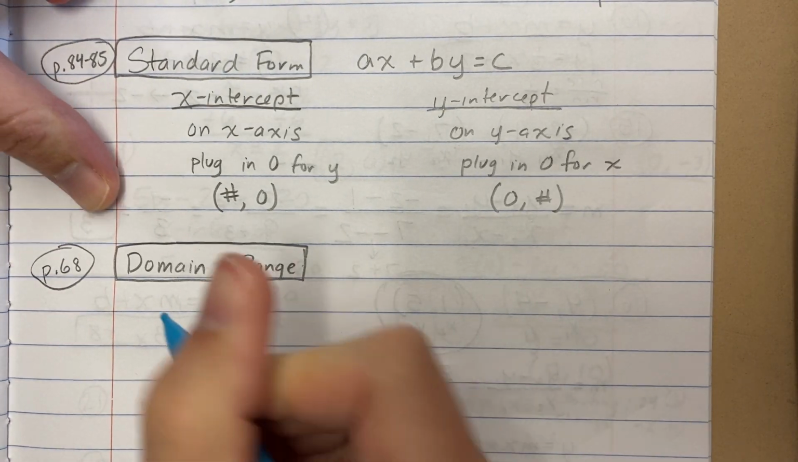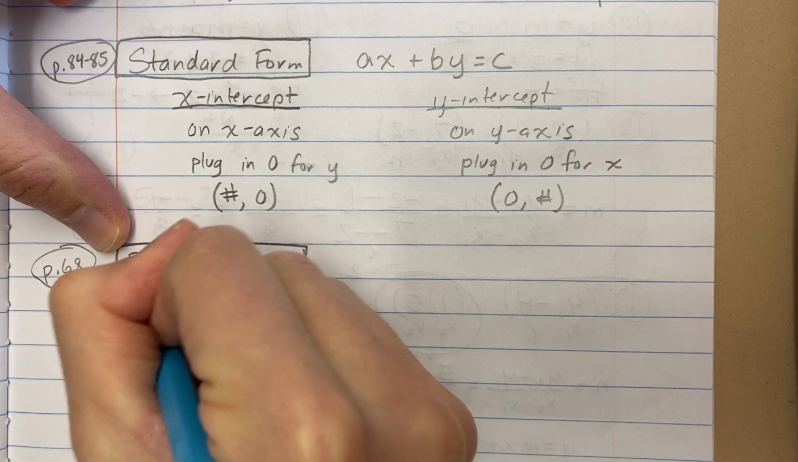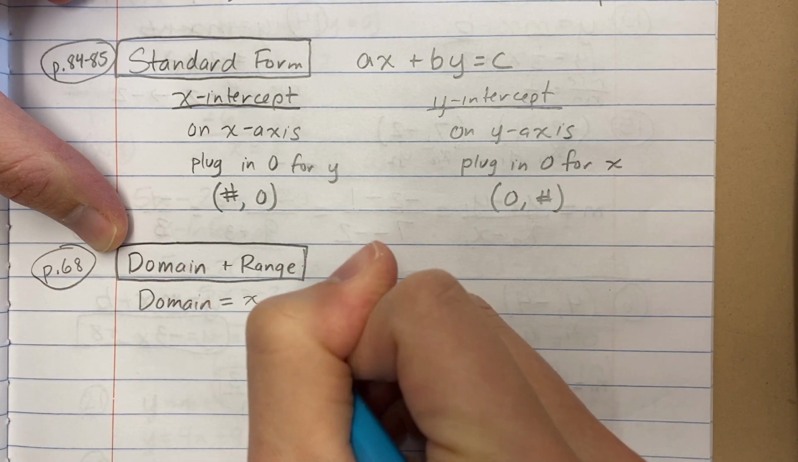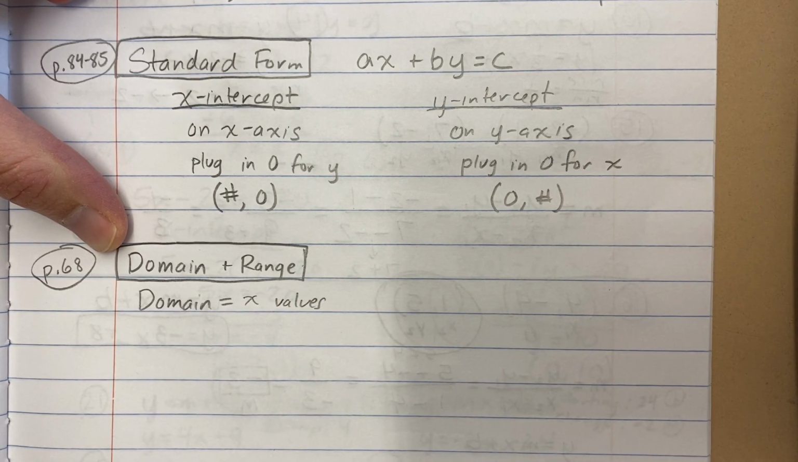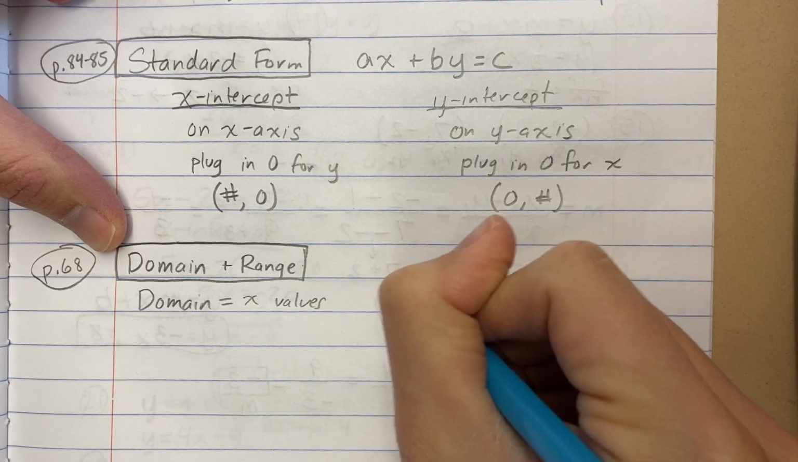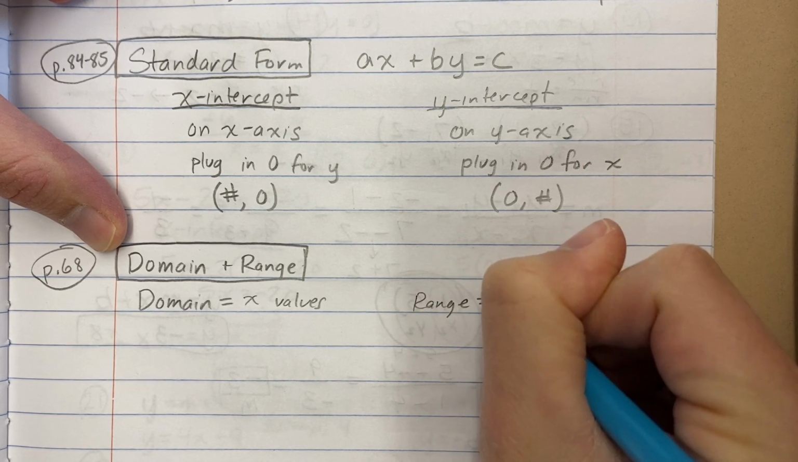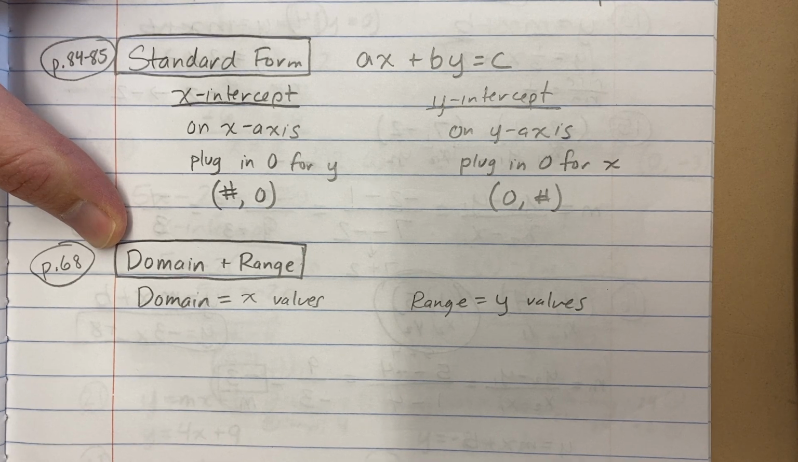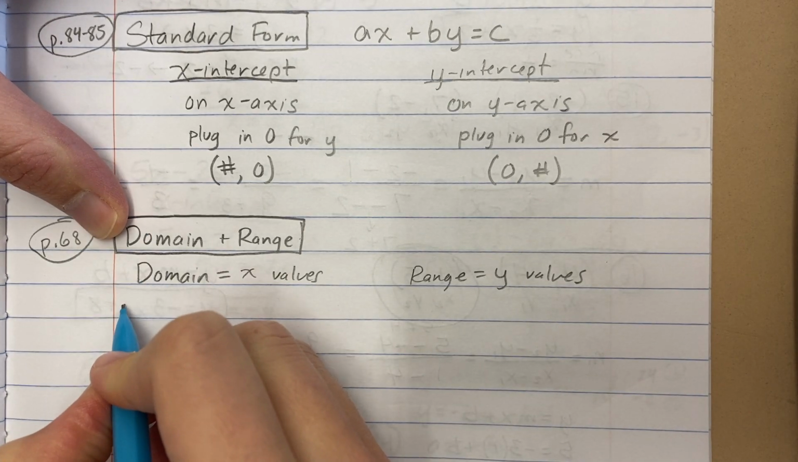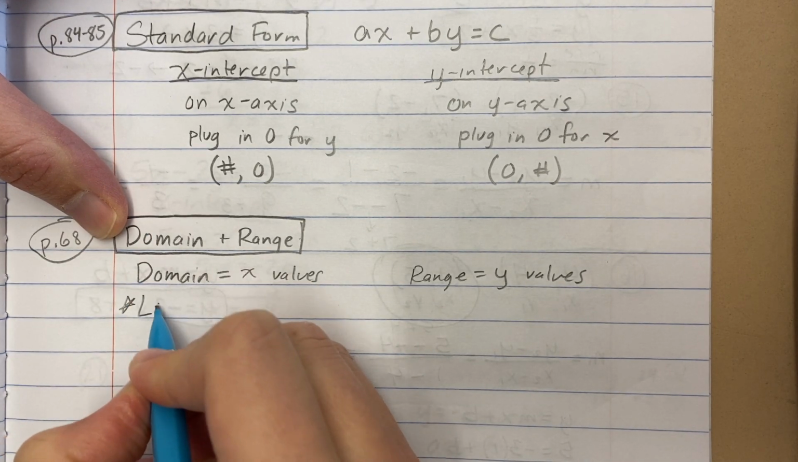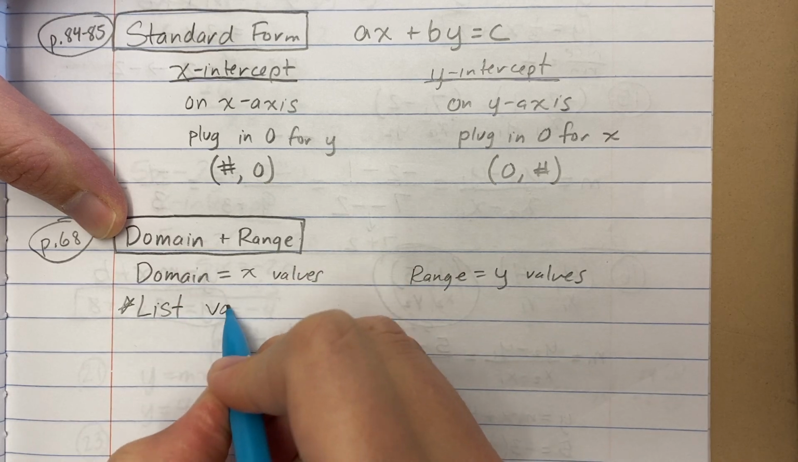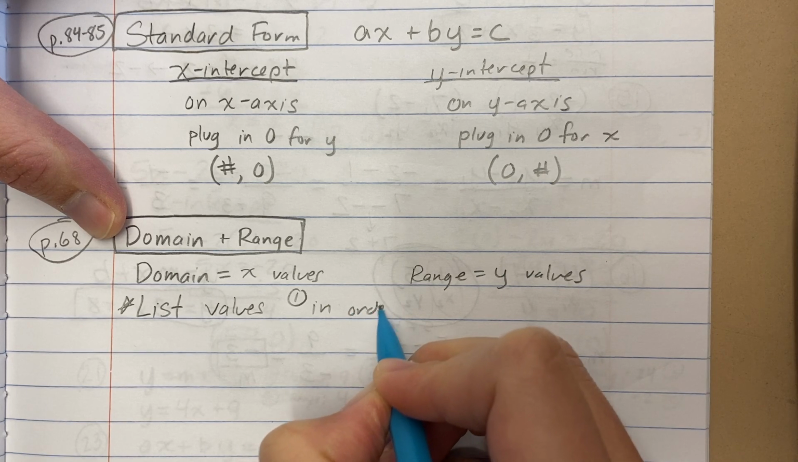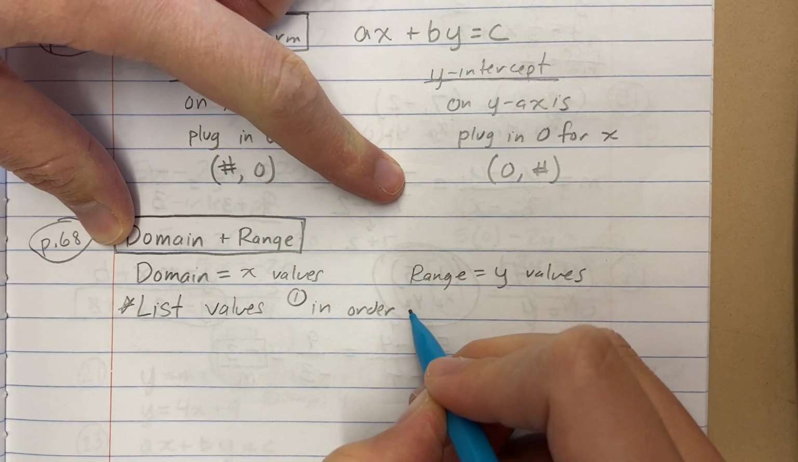And here's what we know about domain and range: the domain is all the x values in a particular situation. Okay, and the range is all the y values. And when we list these values, the really important thing is that we list the values, there were 2 rules, in order. Okay, so in order from least to greatest.